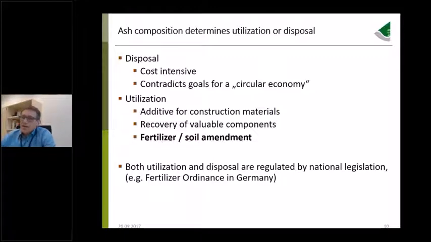In Germany, and I think in many of your countries as well, both utilization ways, using ash as additive of construction material or as fertilizer, or recovering valuable components, all are regulated by law. In Germany, we do have different laws, for instance, the fertilizer ordinance, which regulates to which extent or to what concentrations we are allowed to use ashes as fertilizer.